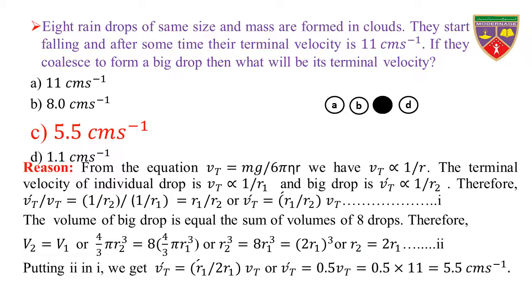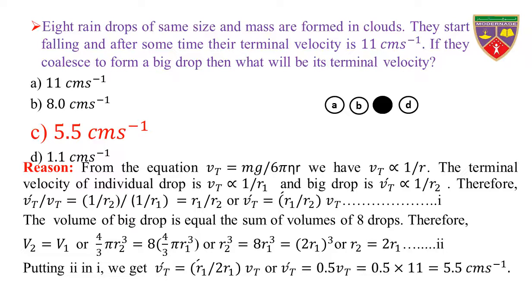Reason, from the equation Vt is equal to mg divided by 6 pi eta r, we have Vt is inversely proportional to r. The terminal velocity of an individual drop is Vt proportional to 1 by r1 and of the big drop is V prime t proportional to 1 over r2. Therefore, V prime t divided by Vt is equal to 1 by r2 divided by 1 by r1, which is equal to r1 divided by r2, or V prime t is equal to r1 divided by r2 into Vt, which is equation 1.